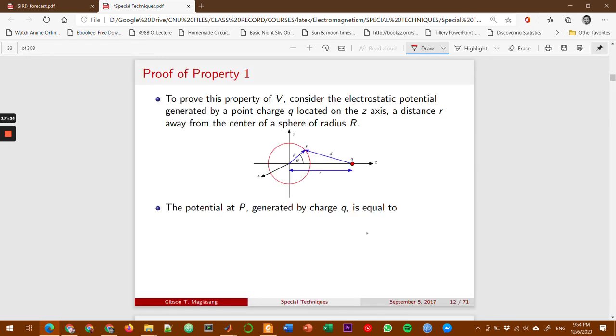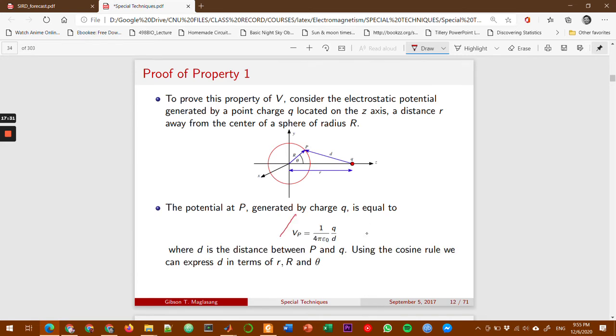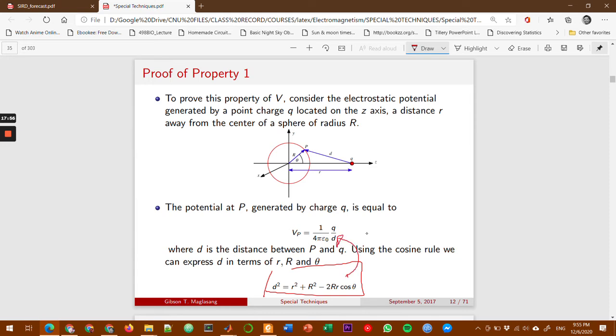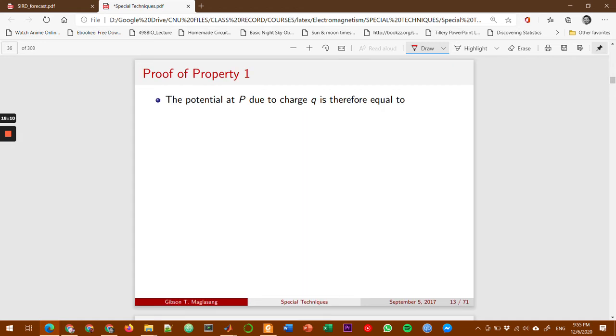So the potential at P generated by charge Q is equal to this. This is the equation of your potential. You have D, this distance. But we can also express D in terms of R and small r and theta by using the law of cosines, or the cosine rule. Then you substitute this expression of D in here. So D equals the square root of r squared plus R squared minus 2rR cosine theta. So the potential at P due to charge Q is therefore equal to this.